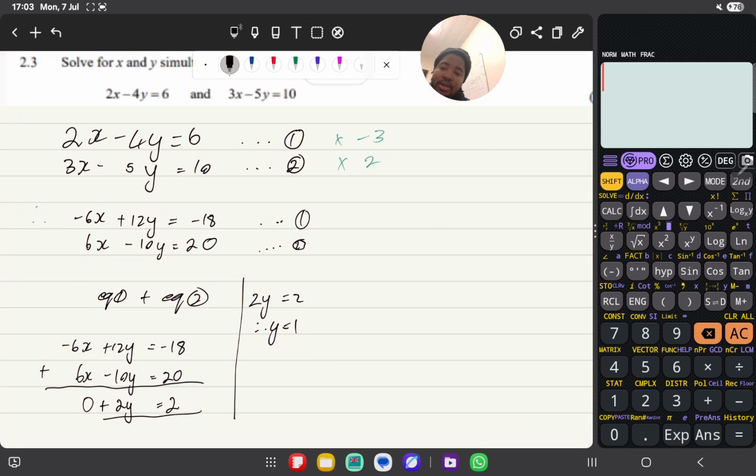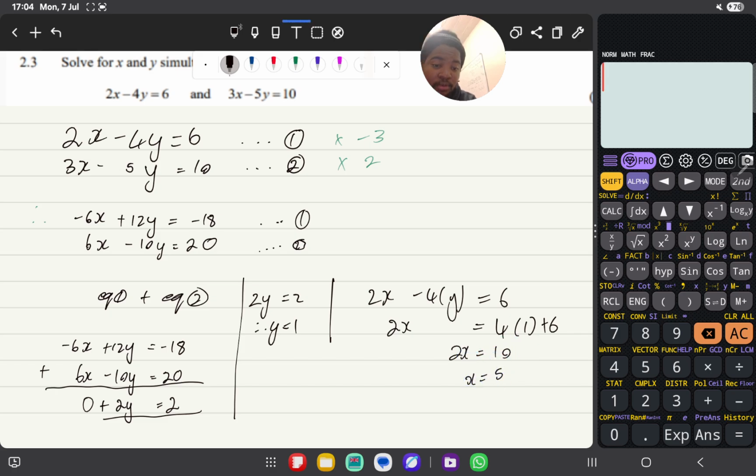From getting y being 1, you can go to any of those equations, say perhaps 2x. So you go 2x minus 4y equals 6, 2x equals 4 into 1 plus 6, 2x, that is 10, x equals 5.